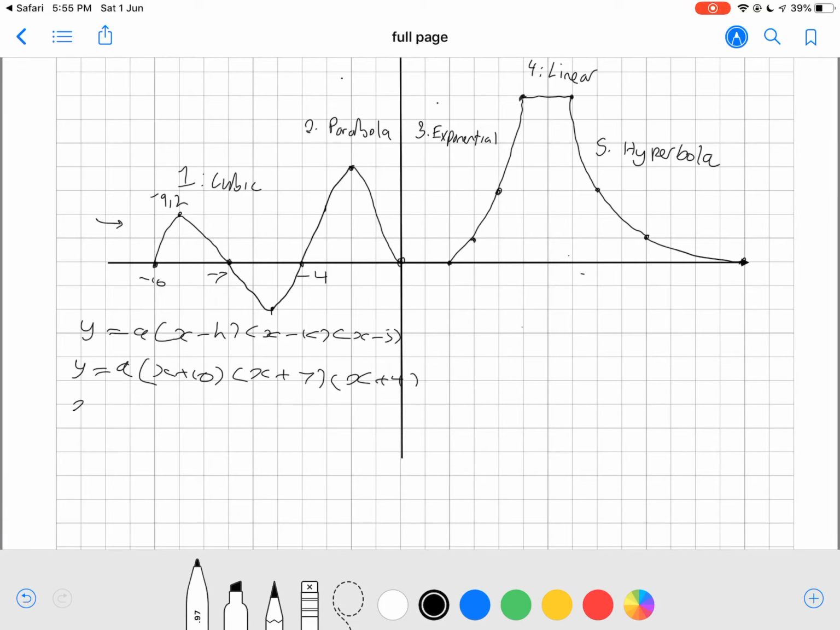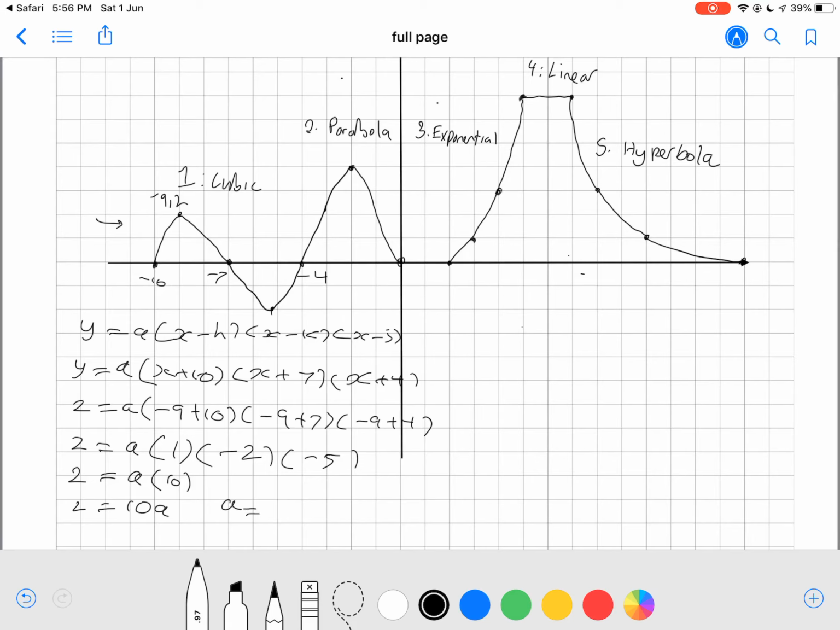So 2 equals a, substitute x equals -9, so (-9 + 10), (-9 + 7), and (-9 + 4). So 2 equals a times (-9 + 10), that's 1, (-9 + 7), that's -2, and (-9 + 4), that's -5. So 2 equals a times 1 times -2, which is -2. -2 times -5, double negative makes a positive, so 10. So 2 equals 10a. Therefore a equals 1/5.